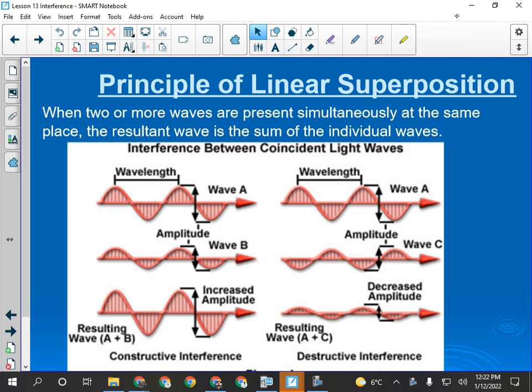So, just a quick review from yesterday. There are two types of interference. Constructive interference, in which the waves are in phase and the amplitude increases. And there is destructive interference, when the waves are out of phase and they cancel each other out and the amplitude decreases. Now, they don't always completely cancel one another out, but they make the amplitude smaller.